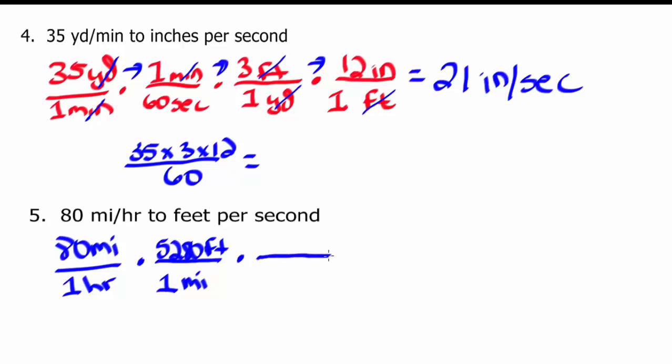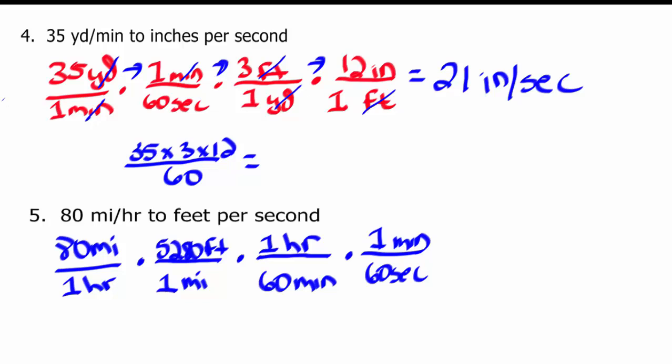Again, if you know how many seconds are in an hour, go with that. So in 1 hour, there's 60 minutes. And in 1 minute, there are 60 seconds. So we're where we need to be. Okay, so let's cancel mile, mile. Feet is what we want. Hour, hour. Minute, minute. So then again, we multiply across, and we get, let me look at my notes again, 117 and 1/3. You might have 0.3333 repeating. That's fine. Feet per second.